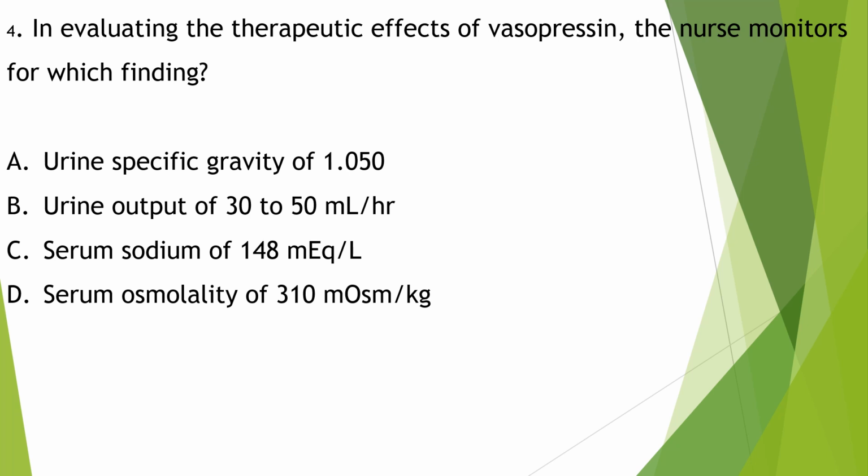Vasopressin is used to treat diabetes insipidus and works like antidiuretic hormone to increase the water reabsorption in the kidneys. The therapeutic effect of this medication leads to decreased urine output. Both the serum sodium and osmolality are increased with diabetes insipidus.